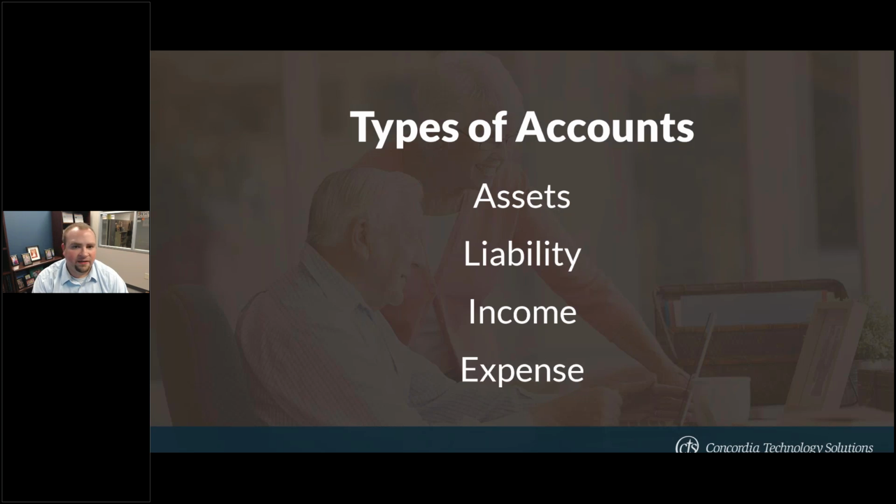And then finally, expense, which I think we all know about. Income and expense is probably where most of the discussion in churches comes around. Income, we're always trying to increase, and expenses, we're always trying to decrease. So those are your 4 types of accounts.